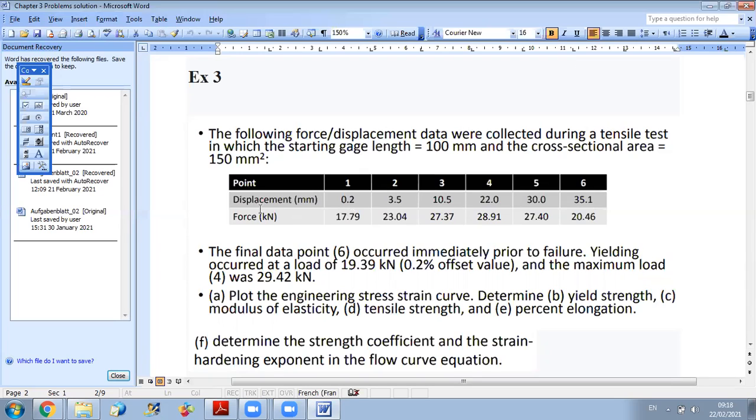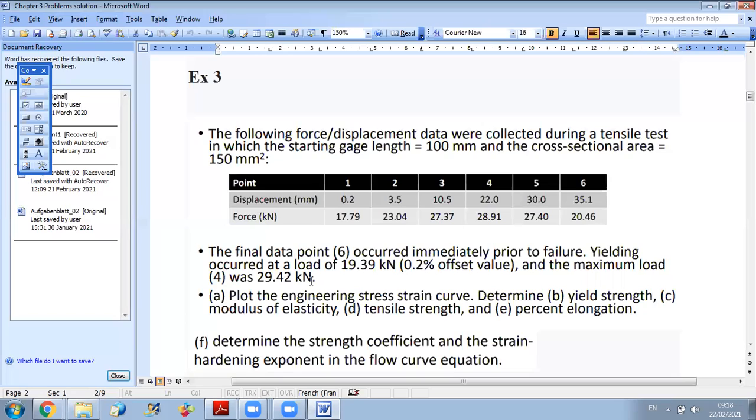Before this, they gave us additional information. They said that the final data point occurred immediately prior to failure, so this is the final point of my curve. Yielding occurred at a load of 19.39 kilonewtons based on the 0.2% offset value. So they also gave us the yield force, and the maximum load is 29.42 kilonewtons.